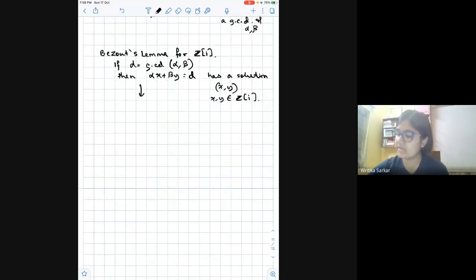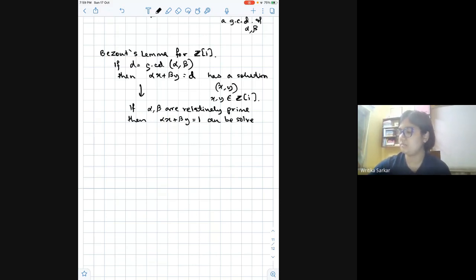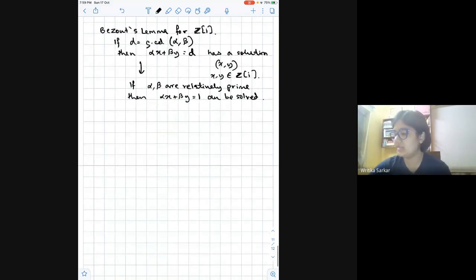And specifically what you get is, if alpha and beta are relatively prime, by relatively prime I mean the only common factors they have are the units. If alpha comma beta are relatively prime, then the equation alpha x plus beta y equal to 1 can be solved. So that's basically all about divisibility in Zi.